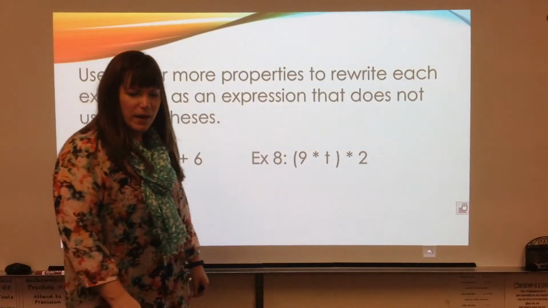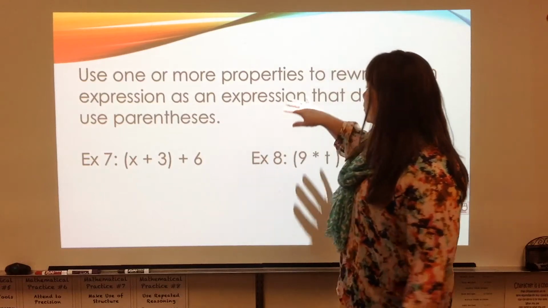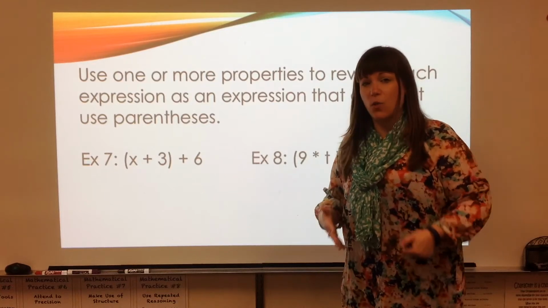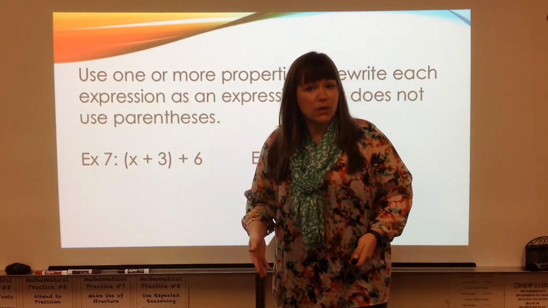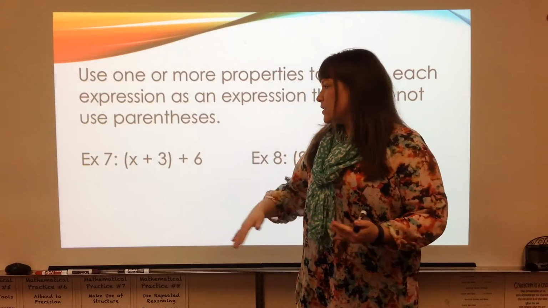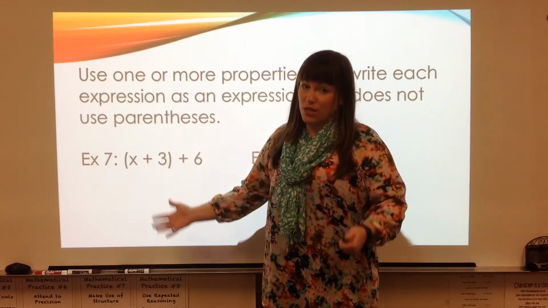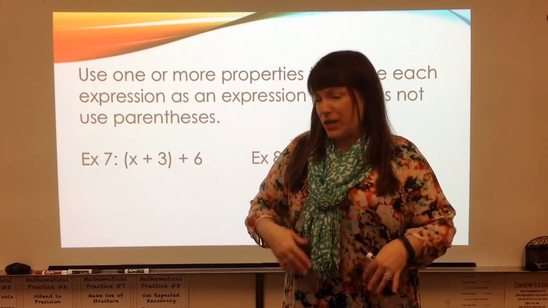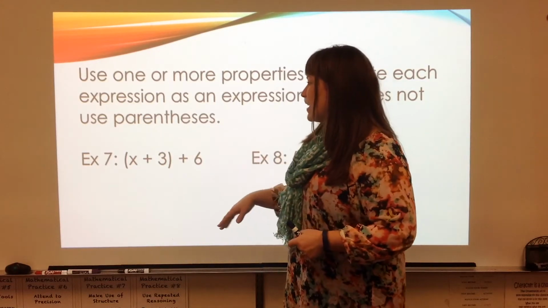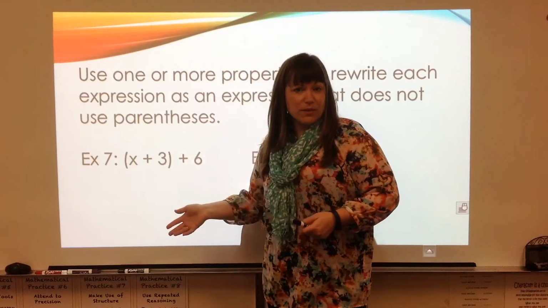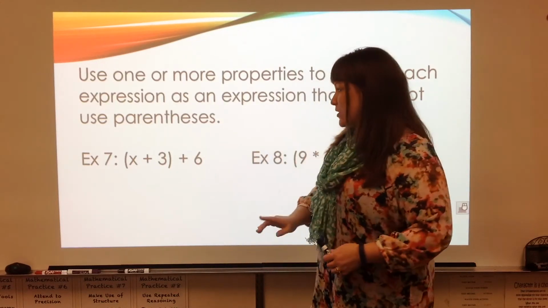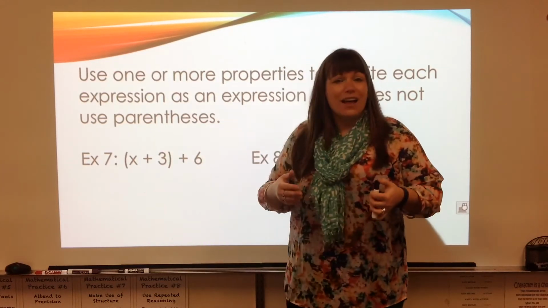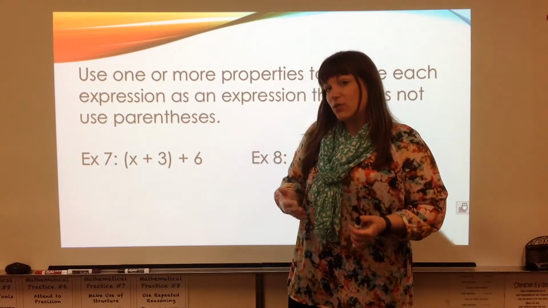Our last two examples on the bottom are asking us to use properties to rewrite these expressions so that there's no more parentheses. Essentially, what we're doing is we're making it a little bit simpler, only to a certain extent, because these expressions actually have variables in them, and we're not at this point given what the variables are, like x equals 3 and asked to solve it. That's not the direction. Instead, we have to just manipulate the parentheses so that we can get rid of them using properties. So if you look at example 7, I have an x and a 3 grouped together and a 6. The problem is I don't know what the x value is.